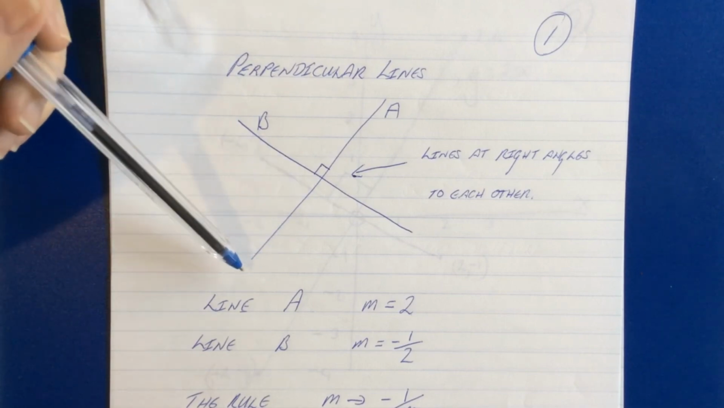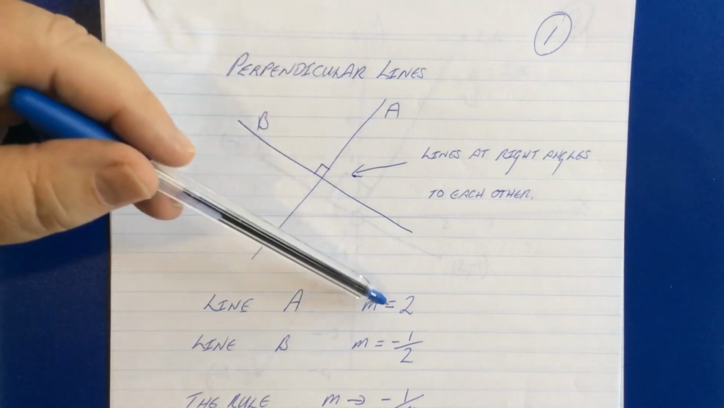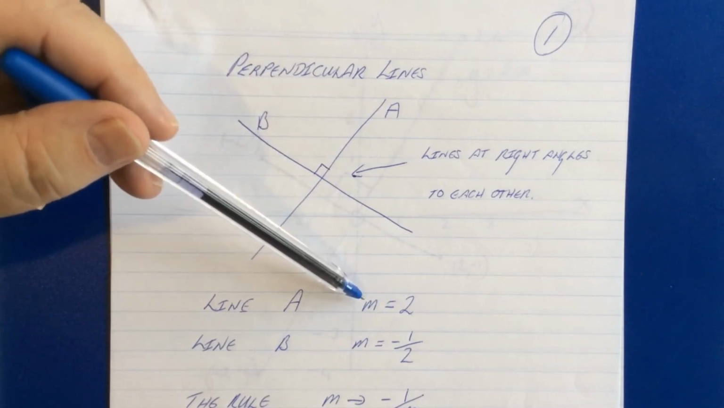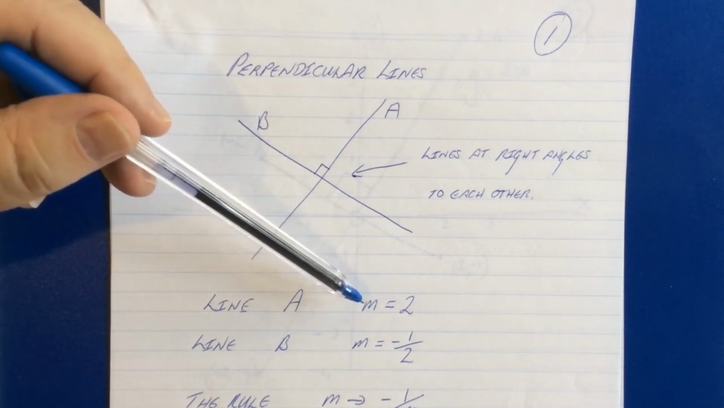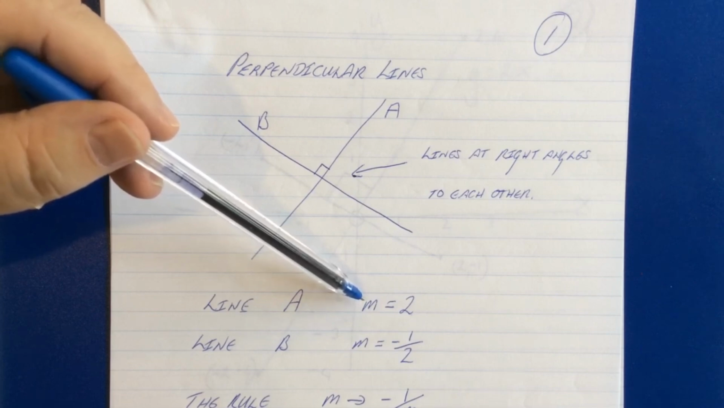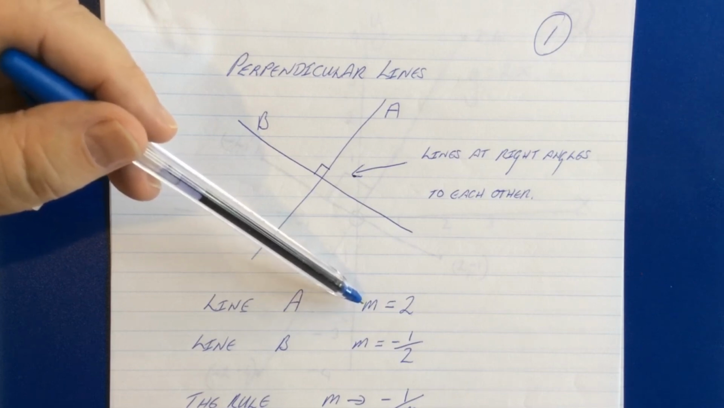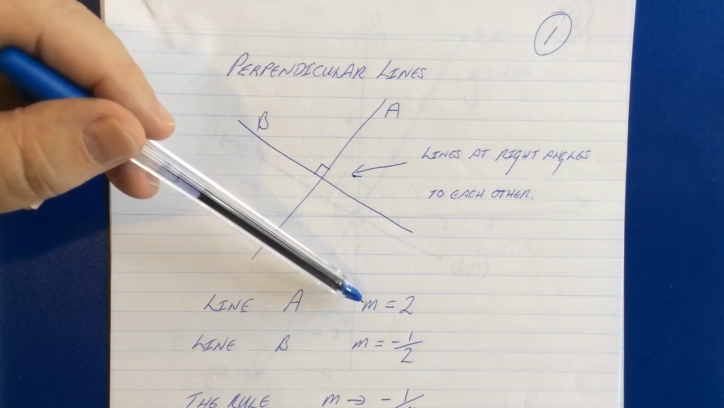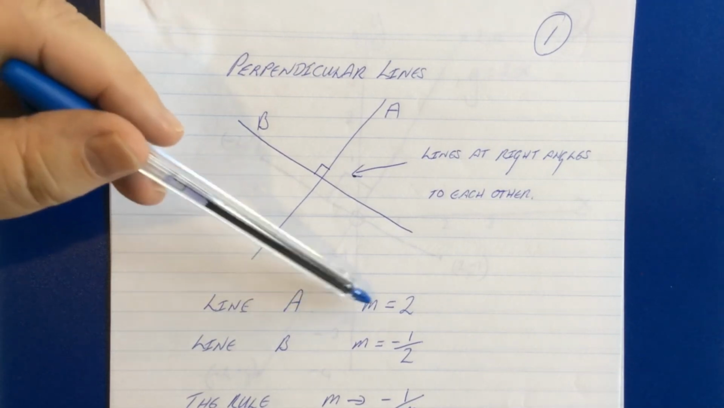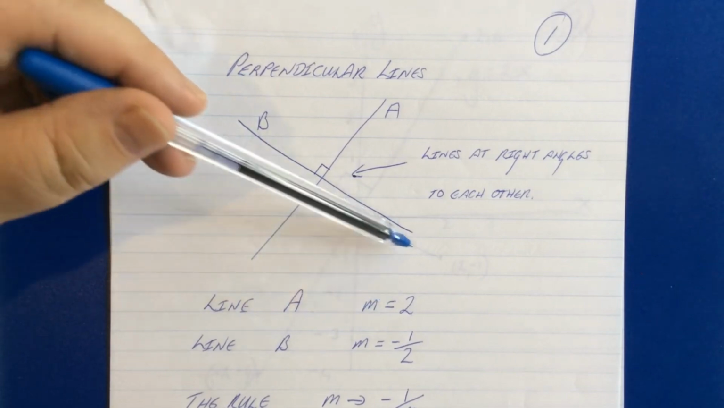So if line A has a gradient of 2, m equals 2, and if you're confused by the notation of m, welcome to the club. I don't know why gradient is called m, but it is. If you want to look further into gradient, I have videos about gradient and line graphs and so forth on my channel. Just look them out. Anyway, we'll say that the gradient of line A is 2.